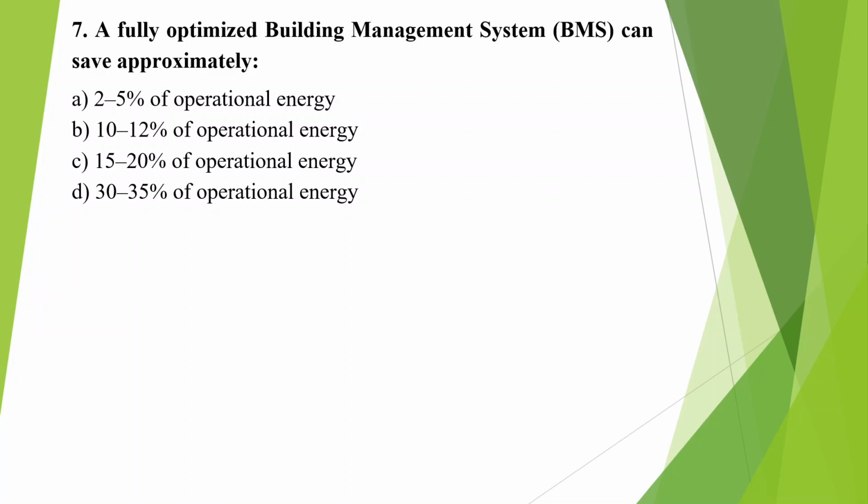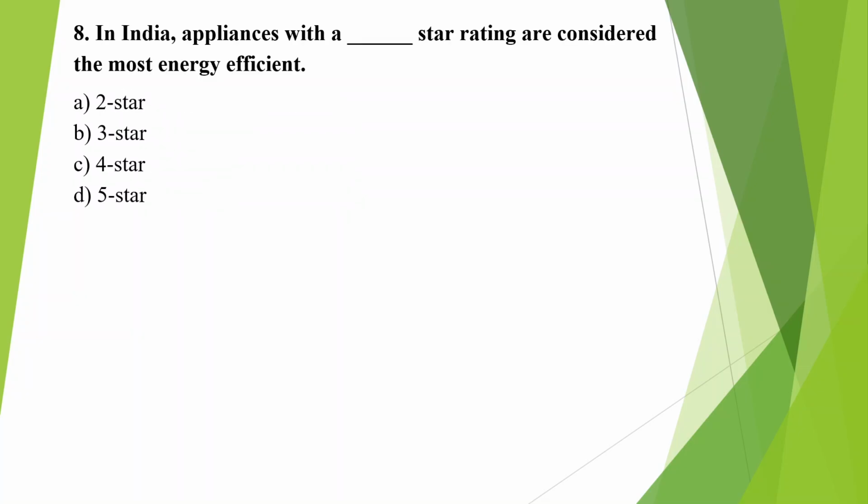With the help of a fully optimized BMS system, we can improve the efficiency, enhance the indoor air quality, even provide safety and security, but at the lower cost, we can also receive 15 to 20% of operational energy saving. So all of you are correct. Let's go to the next question. Question number 8, that is in front of you all.